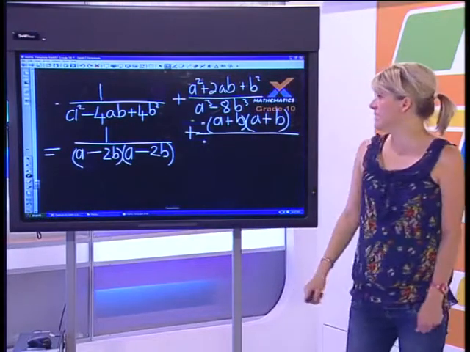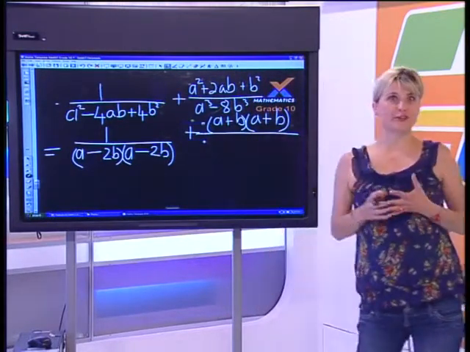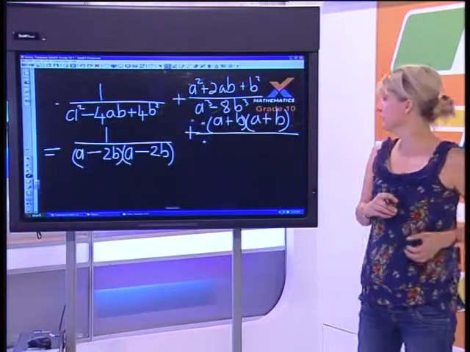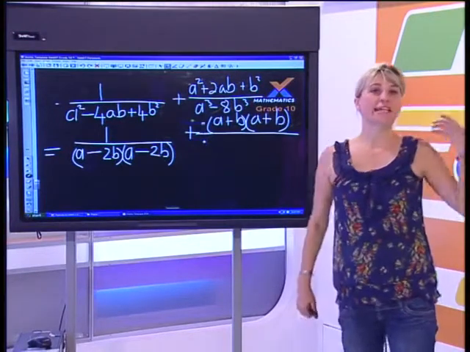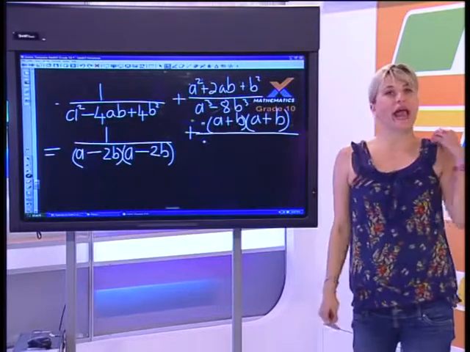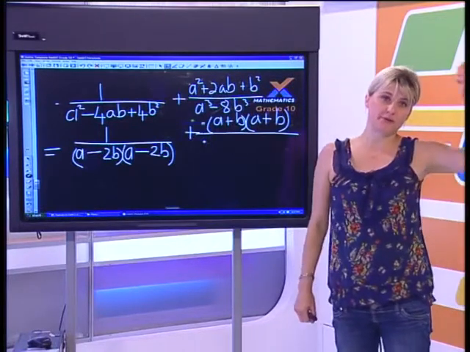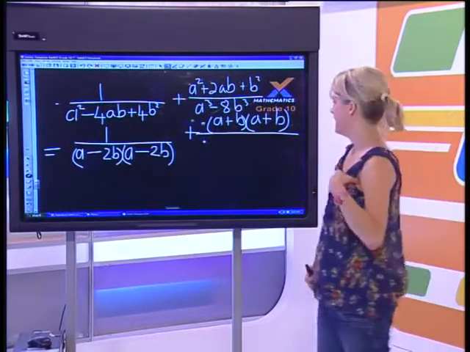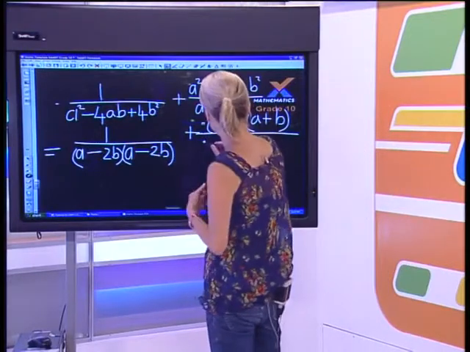Now, in my denominator is what we spoke about earlier today. We've got a difference of cubes, because, of course, a to the power 3 is cubic, b to the power 3 is cubic, and 8 is a cubic number, because 2 times 2 times 2 is 8. So let's get on with the business of factorizing.